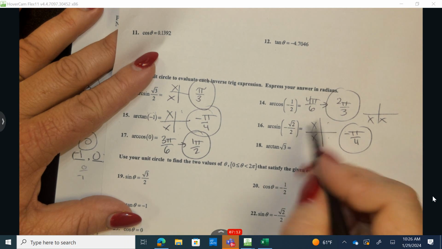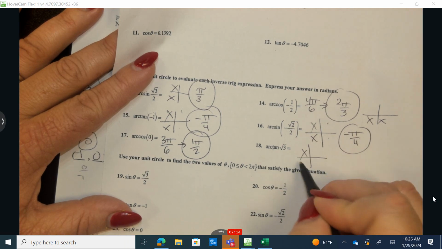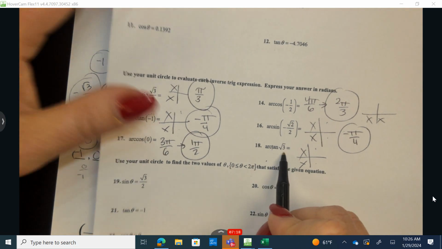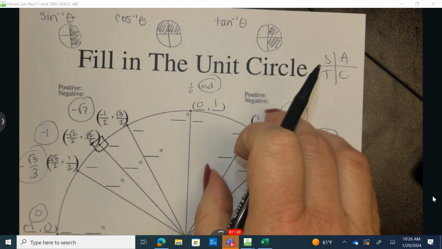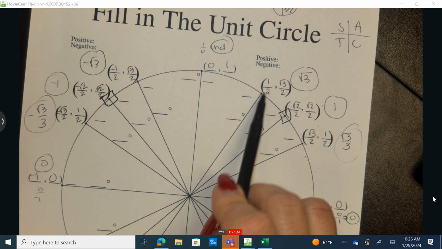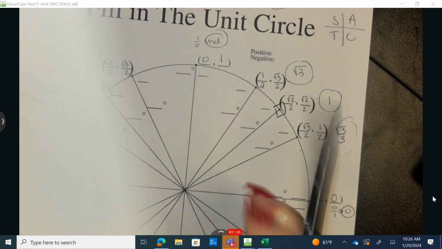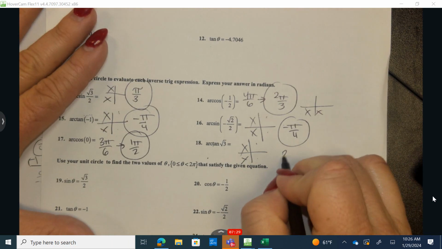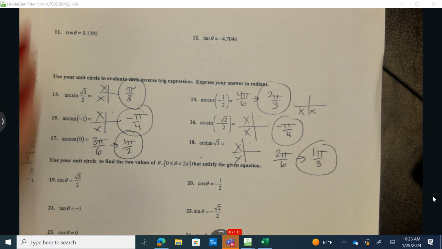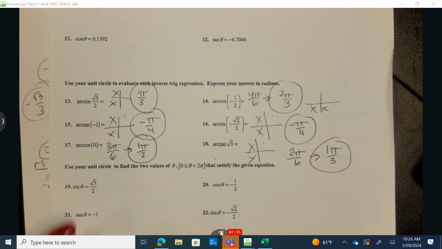Okay, where is the tangent? Okay, tangent is only in 1 and 4. Where is the tangent positive? Tangents are positive right here in quadrant 1. And now I'm looking for a radical 3, which is right here. What is this? This is 1, 2. So this is 2 pi over 6, which reduces to 1 pi over 3, or simply pi over 3. Hope that helps.